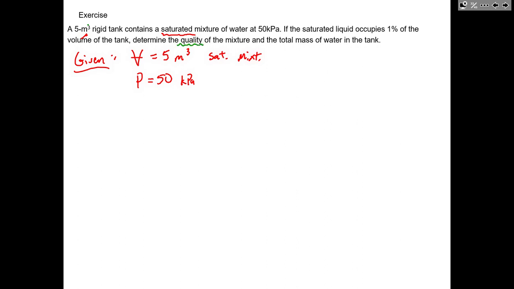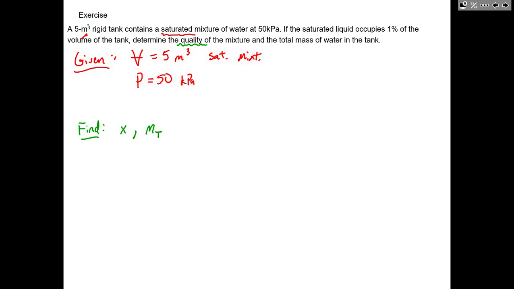So remember, quality was X. So I'm just going to come down here and write find X. And then we also want to find the total mass of the water in the tank. The mass total. And we'll see if we can figure that out. All right, so let's get started on this.